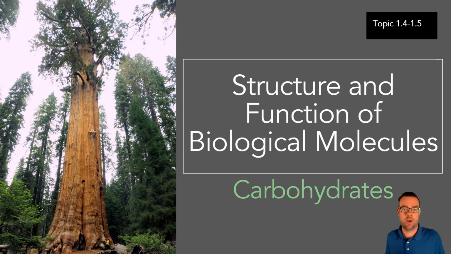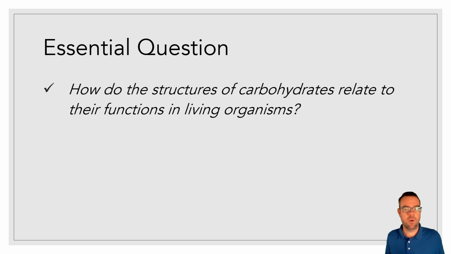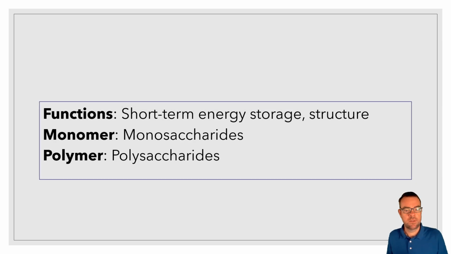Today I want to talk to you about carbohydrates. As with all of our biomolecules, the thing we're most interested in is the relationship between structure and function. In this case, primarily we're looking at energy and actual body structure. So that's the functions of carbohydrates, short-term energy storage and structure. And then the monomer would be a monosaccharide, mono meaning one, saccharide meaning sugar, and the polymer is a polysaccharide, many sugars.